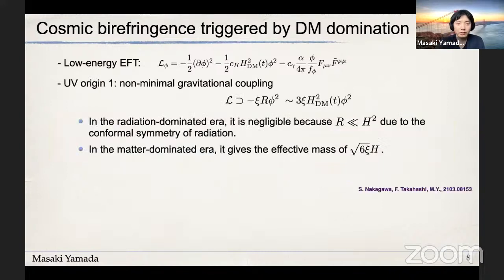So the first model is based on the non-minimal coupling to gravity. One may write down this non-minimal coupling to gravity for the axion. And here the Ricci scalar is negligible in the radiation-dominated era because of the conformal symmetry of radiation. So this term is negligible in the radiation-dominated era. But in the matter-dominated era, R is of the same order as the Hubble square. So this leads to a similar effect to this term. So just by adding this non-minimal coupling to gravity, we get this effective mass term for the axion. This is a very simple model.